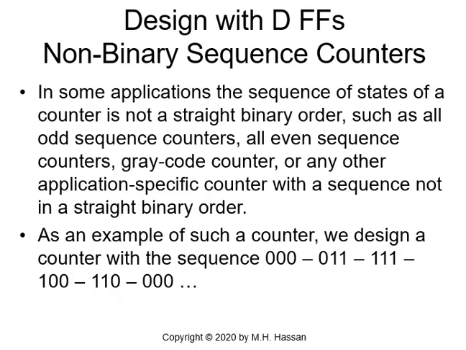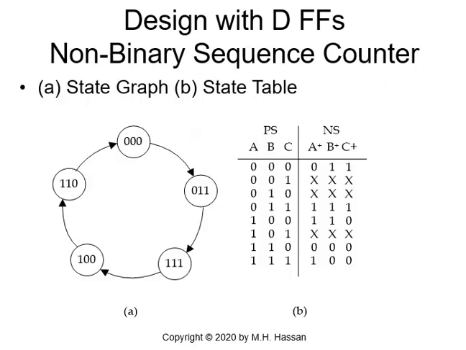5 states, and we have 3 missing states, or unused states. Now with this, once we know the count, we can draw the state graph and the state table. So we have 000. If I have a clock, I will go to 011, 111, 100, 110, back to 000.